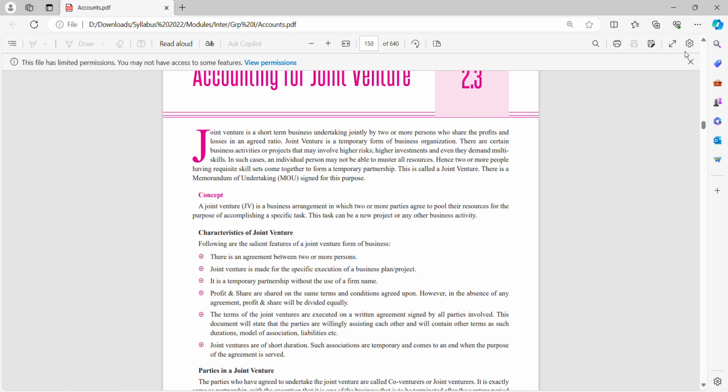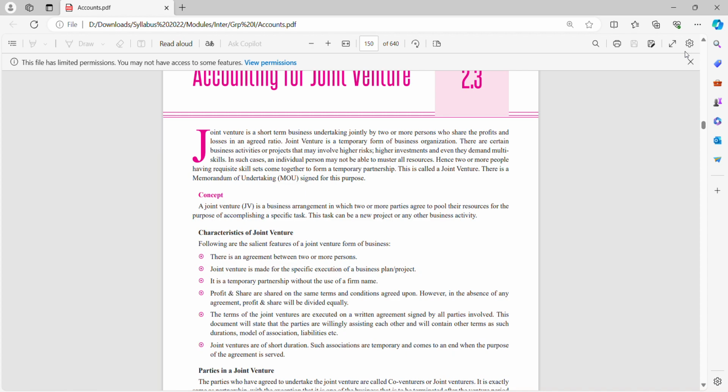There is an agreement between two or more persons. Joint venture is made for specific execution of a business plan or project. It is a temporary partnership without the use of a firm name. Profit and loss are shared on the same terms and conditions agreed upon. However, in the absence of any agreement, profit and loss will be divided equally. The terms of joint venture are executed on a written agreement signed by all the parties involved. This document will state that the parties are willingly assisting each other and will contain other terms such as duration, modes of association, liabilities, etc.